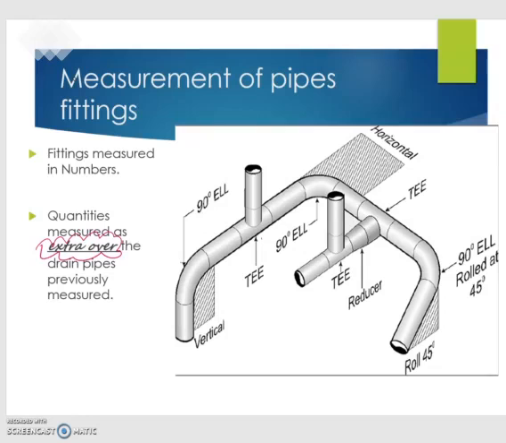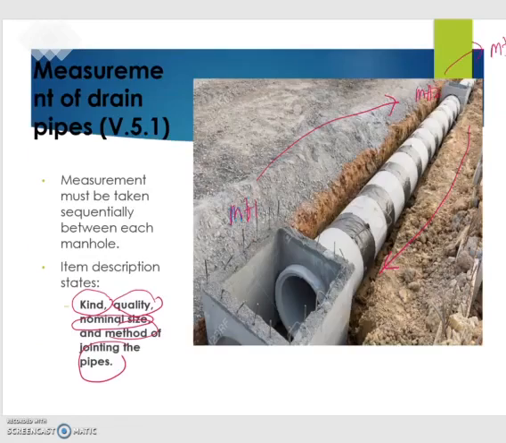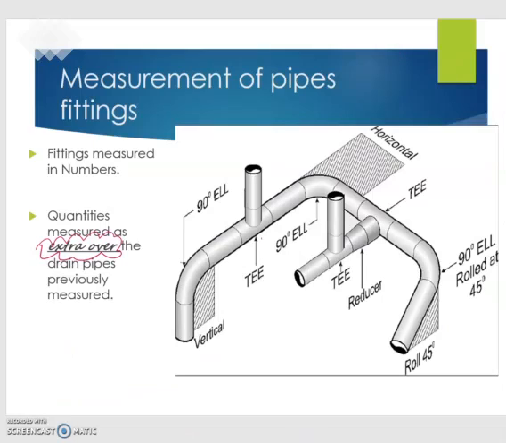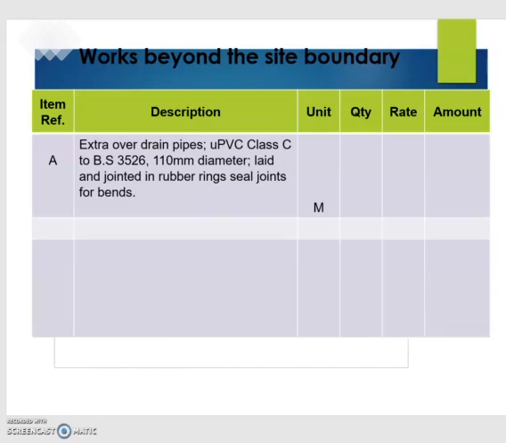Why it is measured as extra over? Because the principle in measuring the pipe is measure over all fittings. That's why when it comes to fittings, it is measured in number and as extra over. This is how you do the description for the fittings. Extra over drain pipes, UPVC class C, and the types and the size and how you join it, but you need to mention the word extra over. Oh, this is for what? For perhaps for bend or T.